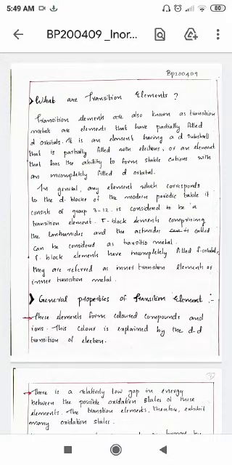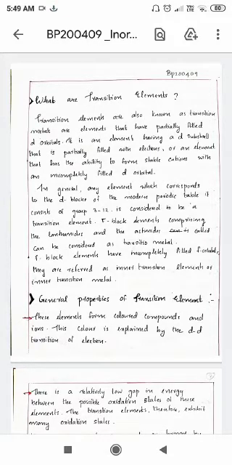Let's see what a transition element is. A transition element is also known as a transition metal, which has a partially filled d orbital, or an element that has an ability to form stable cations with an incompletely filled d orbital.